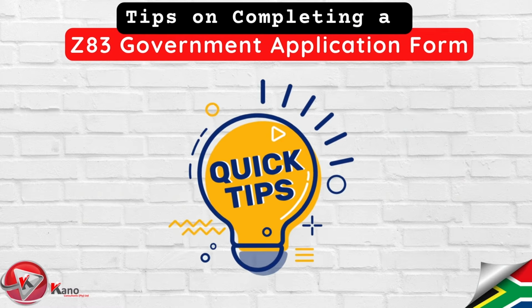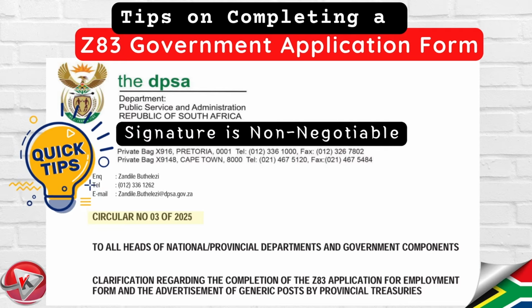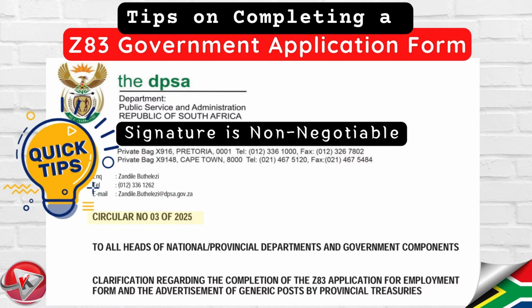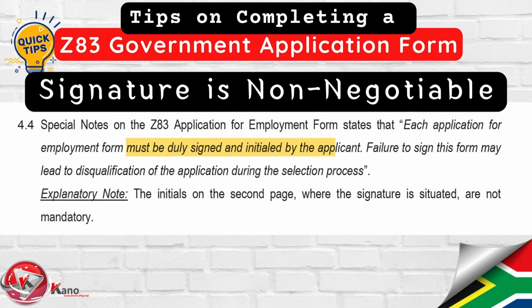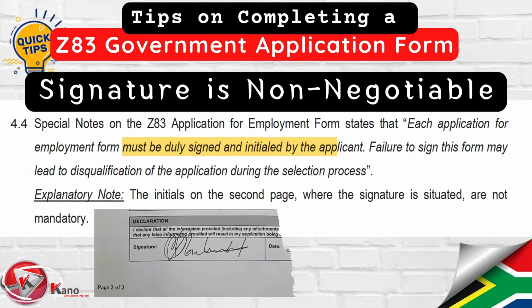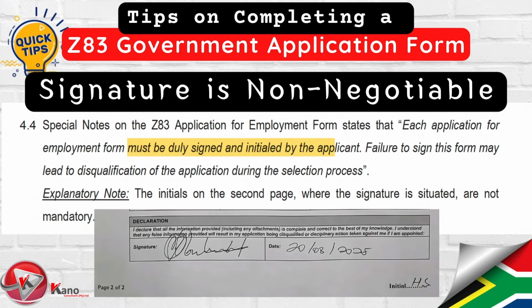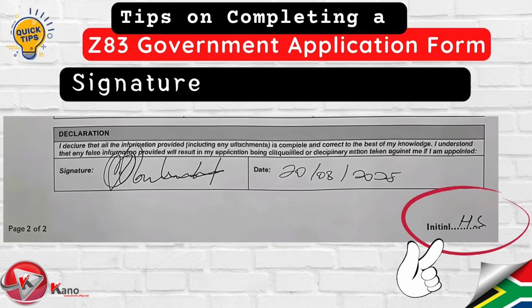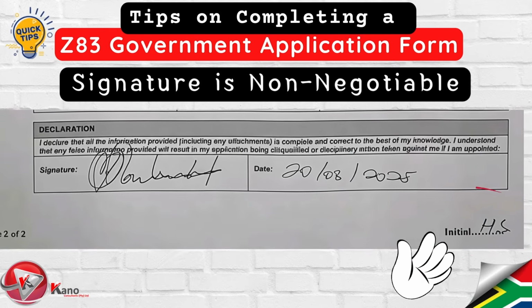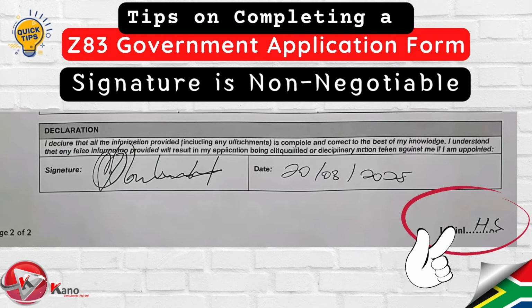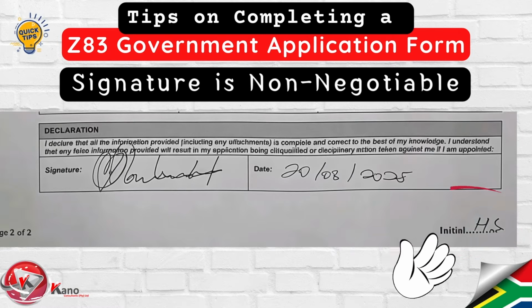Here's a very important tip: your signature is non-negotiable. As mentioned earlier in the video, according to the latest clarification circular issued by the DPSA, your signature in the declaration section is mandatory. This means that, if you submit the Z83 form without a signature, your application will be automatically disqualified. You are also required to initial the first page. While initialing the second page is not strictly mandatory, it's a good practice to initial both pages. Doing so ensures completeness and helps you avoid any potential issues with your application.